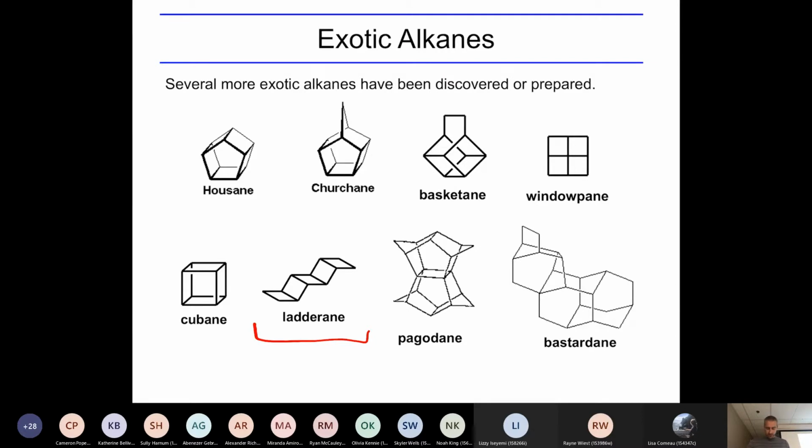Very important still today. The last one here, you see Bastardane. He wasn't trying to make that molecule. He was trying to make a different one that had all 6 carbon rings. But you can see up at the top, that little ring there has 5 carbons. So he's trying to make it one bigger.